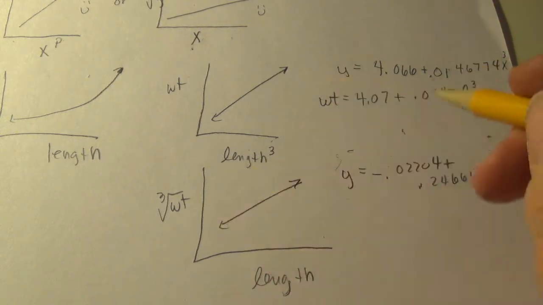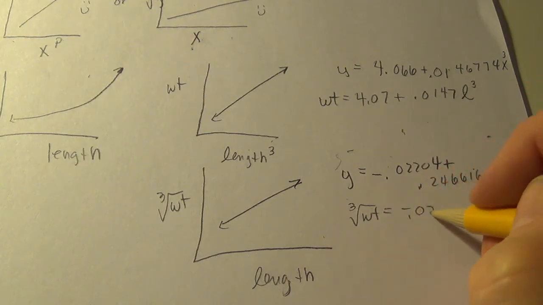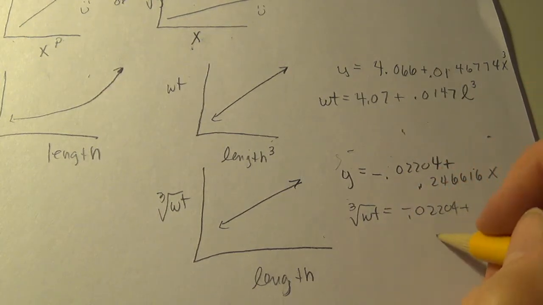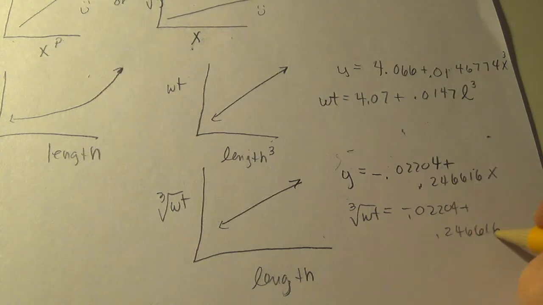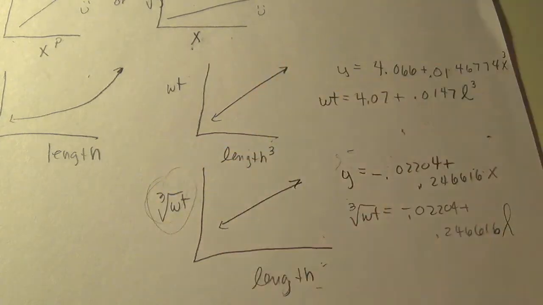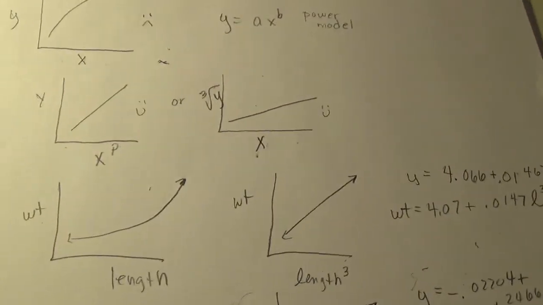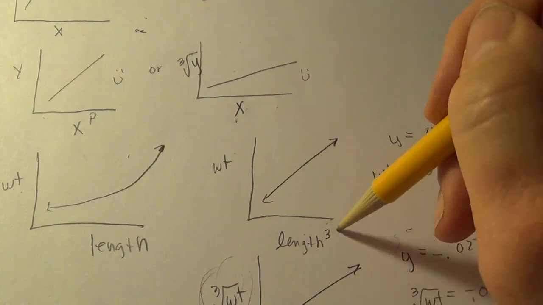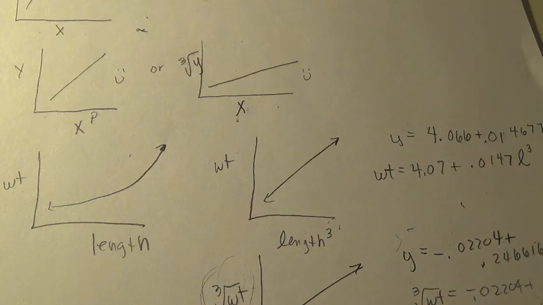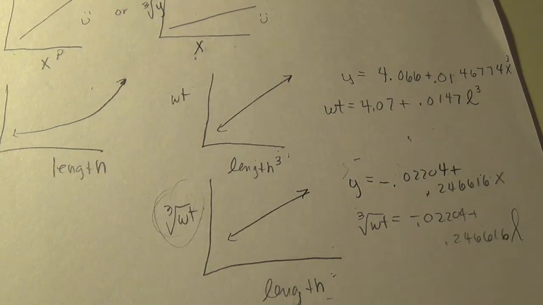So the y in this case is the cube root of the weight equals negative 0.02204 plus 0.246616, and then when I get to this, it's length. So whatever was on the x-axis, and the y value we have using this to straighten out the data. So sometimes you can use this kind of situation and sometimes this. So how do you know which one is the best, and how do you know when to use which one?